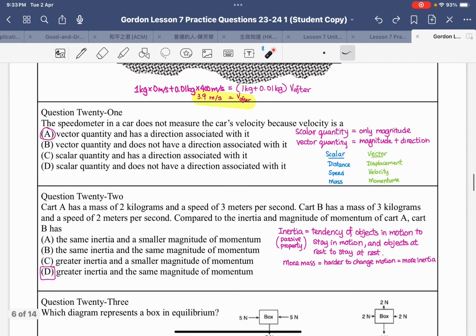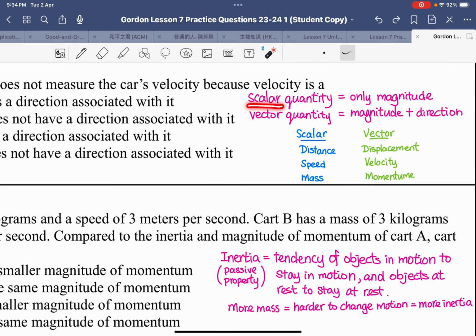Question 21. It is a conceptual question. A speedometer does not measure a car's velocity. It only measures the speed because velocity is a what? Well, there are two types of quantity in physics. One of them, we call a scalar quantity, which means that quantity only measures magnitude. For example, speed and distance are scalar quantities. It only tells you the magnitude. Whereas vector quantities have both magnitude and direction.